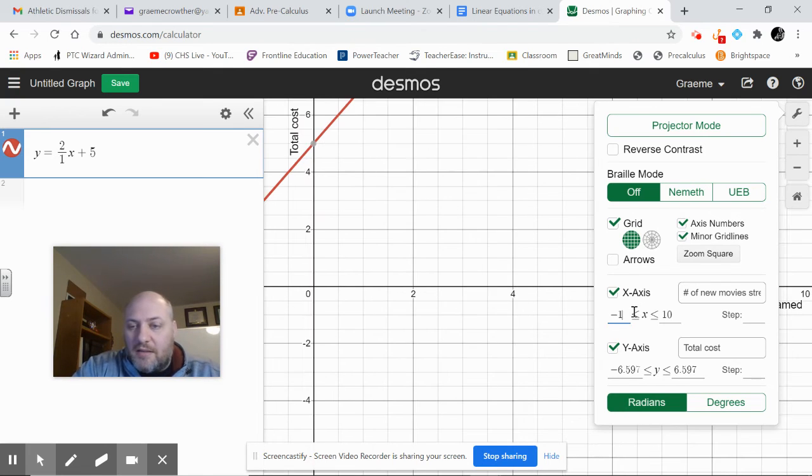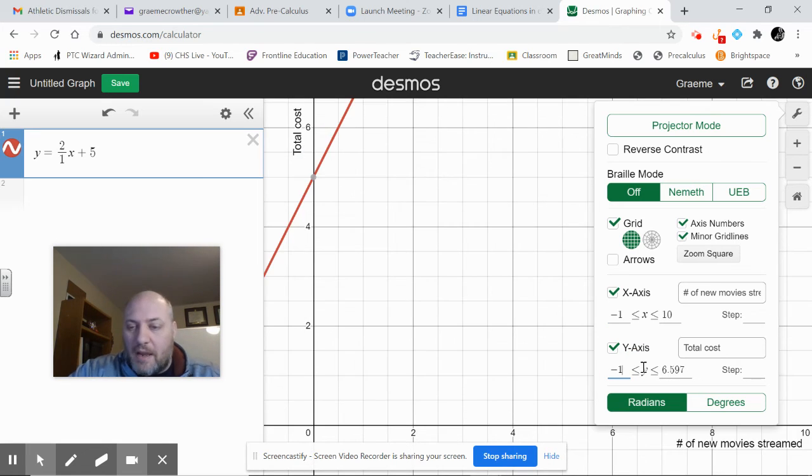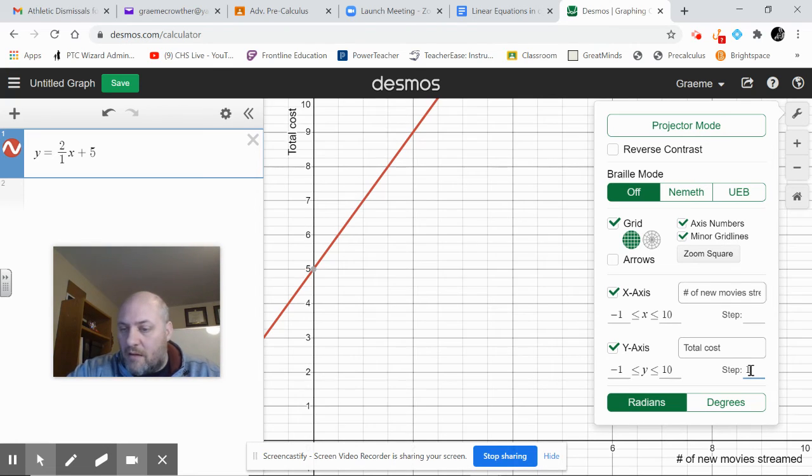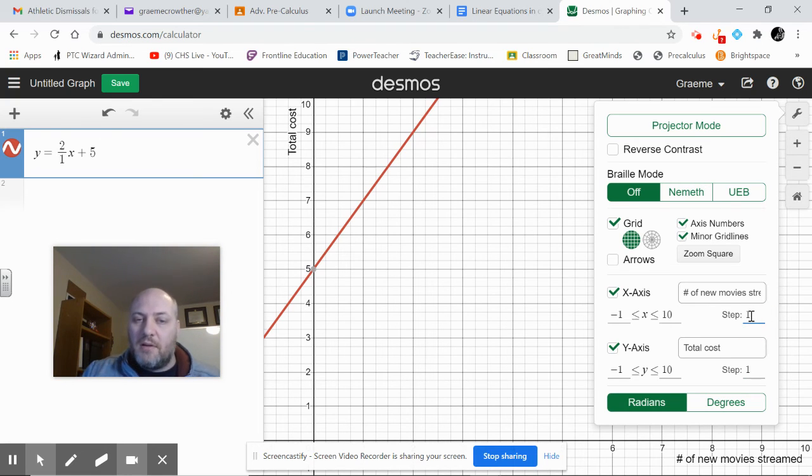So I'm going to take this to -1 just so I can see the axes. And on the y-axis, again, I'm going to go from -1 and I'm going to go up to 10. The step tells you what to label the axes. You'll see right now it's only doing every other number. If I want to do steps of 1, that will give me every number.